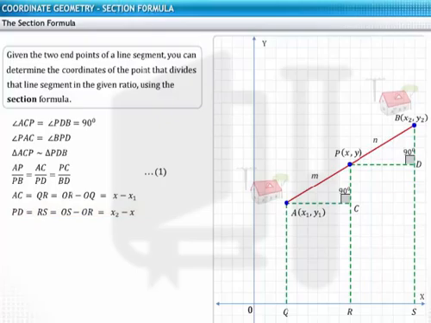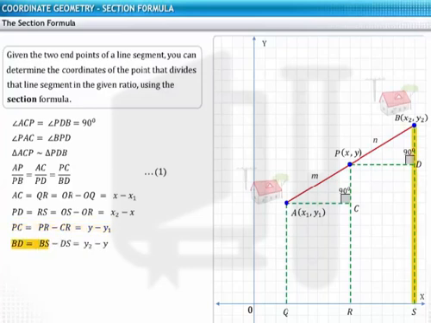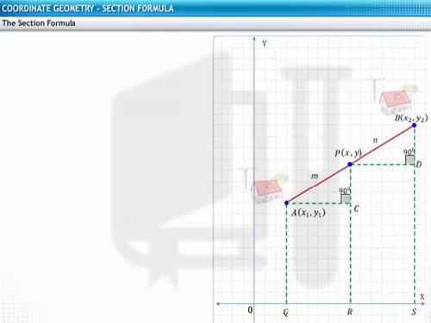Now let's move on to determine the heights of both the right-angle triangles. PC is equal to PR minus CR, which is y minus y1. Similarly, BD is equal to BS minus DS, which is y2 minus y. Earlier, from equation 1, we get AP divided by PB is equal to AC divided by PD.